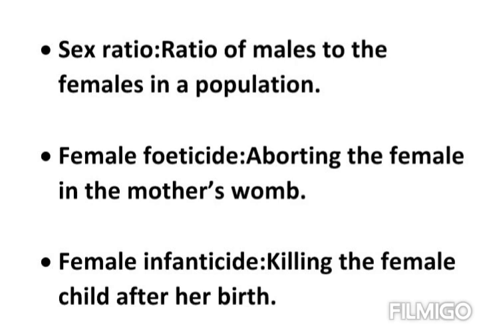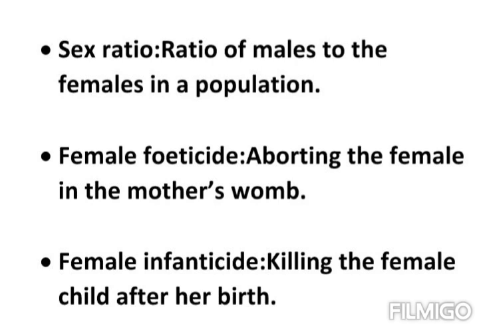So how is the sex ratio decreased, how is the number of females decreased due to female feticide and female infanticide? Next we are going to learn about what female feticide is. It refers to aborting the female in the mother's womb, that means the killing of the fetus inside the mother's womb. Whereas female infanticide is killing the female child after her birth.